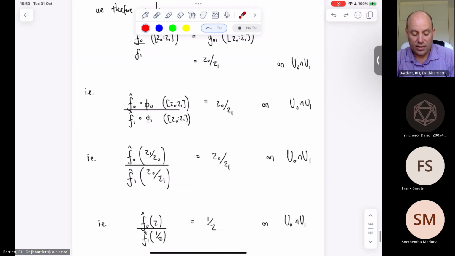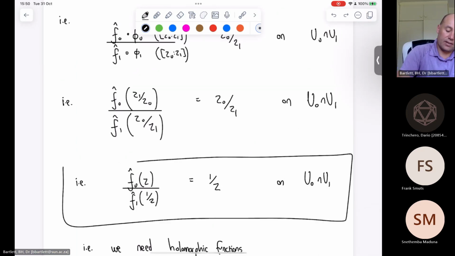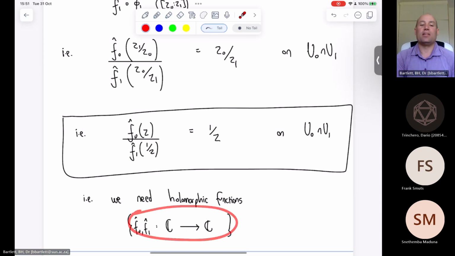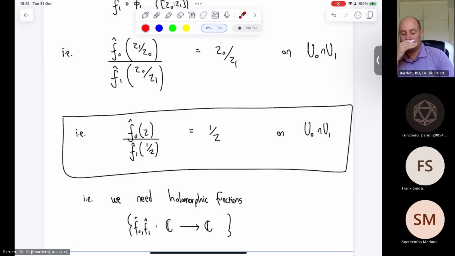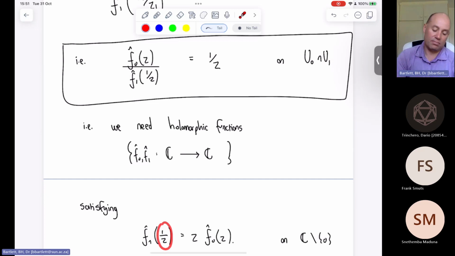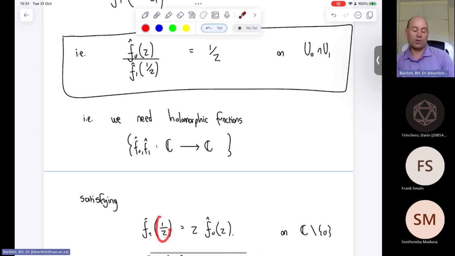So I've calculated this as my final answer. In other words, to give a holomorphic section of this tautological line bundle is exactly the same thing as to give a pair of functions, f0 hat and f1 hat. They are holomorphic functions defined on the complex plane. And they're not arbitrary, but they must be related in this way: that f1 hat, when evaluated at 1 over z, must equal z times f0 hat evaluated at z. And of course, this function only makes sense on C minus the origin, because otherwise I couldn't talk about 1 over z.